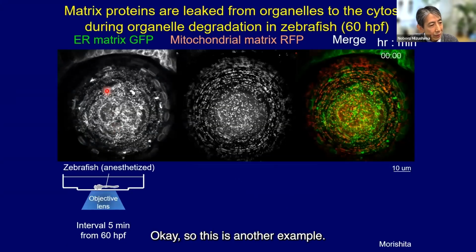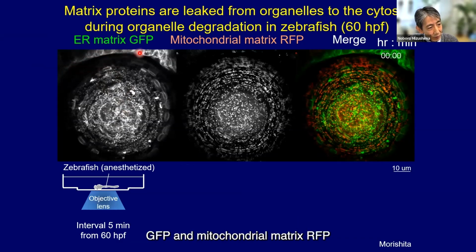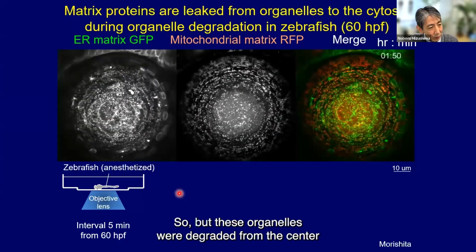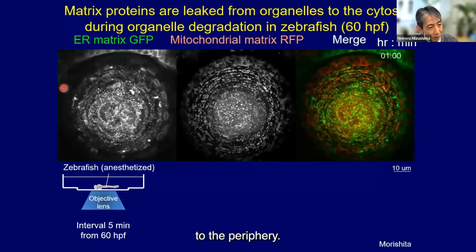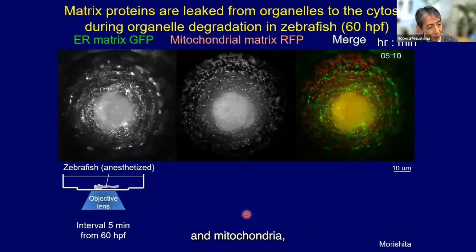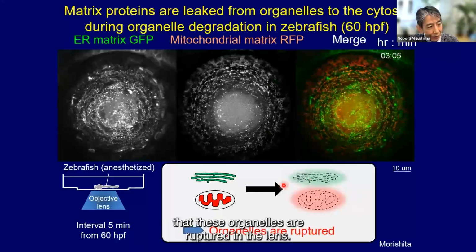This is another example. We made a transgenic line expressing ER matrix GFP and mitochondrial matrix RFP, and did time-lapse imaging from 60 hours post-fertilization. Please look at the central region. Now you see many mitochondria and the ER, but these organelles were degraded from the center to the periphery. Because we used matrix markers for ER and mitochondria, this result indicates that these organelles are ruptured in the lens.